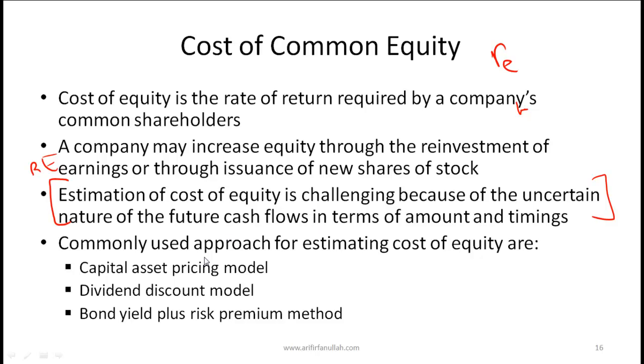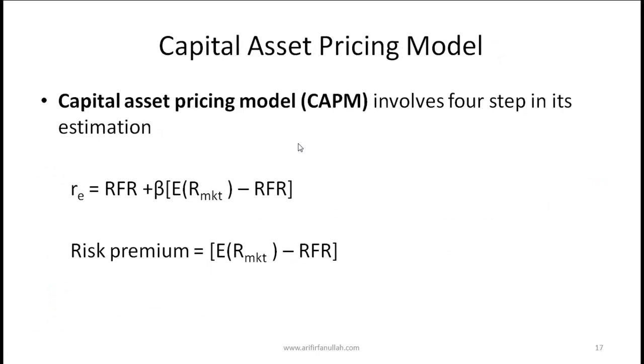Now, how do we calculate RE? There are 3 methods. Number 1, CAPM, capital asset pricing model. The next one is the dividend discount model. And the third is the bond yield plus risk premium method. You need to know all 3 very well, so let's get into it.